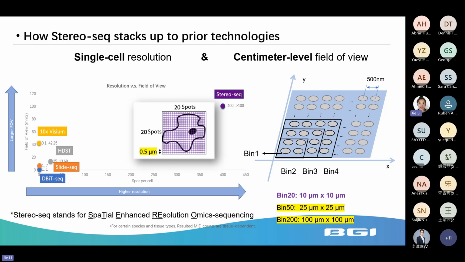For our analysis, Stereo-seq also uses binning, which here shows that bin 4 is around 4 spots times 4 spots, and bin 20 is about 20 spots times 20 spots, etc. In one cell we will have around 400 spots, and here is approximately the area that is calculated as the binning.